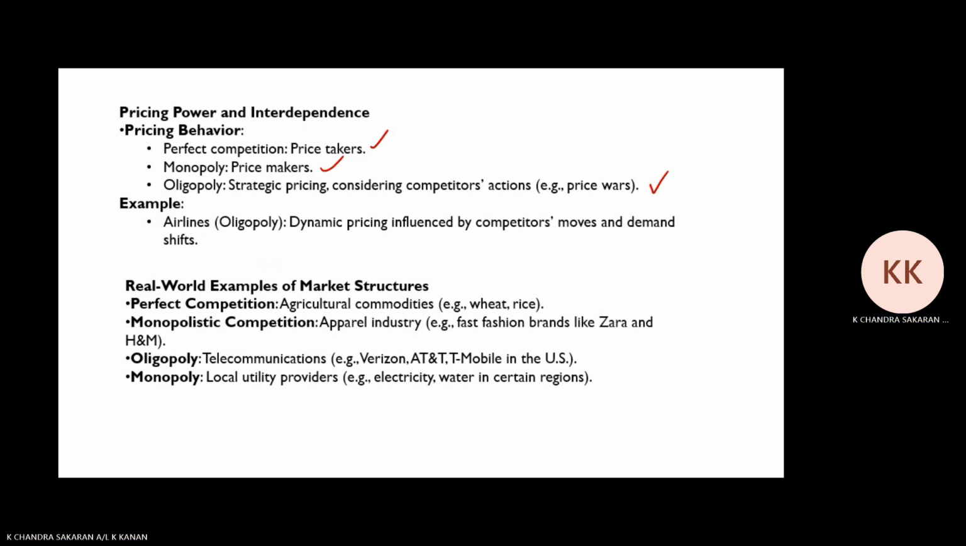Example like the airline industry, oligopoly, dynamic pricing. Firms are influenced by competitors' moves and demand shifts. That means sometimes in the airline industry, you'll find the pricing of the tickets is different, right? You want to travel somewhere, you want to buy the ticket, the airfare may not be the same all the time. Have you noticed or not? Sometimes you can get a cheaper ticket price. Sometimes it's more expensive. Closer to the date, more expensive. Correct? These are strategies used by oligopoly firms. So there is no such thing as fixed pricing.